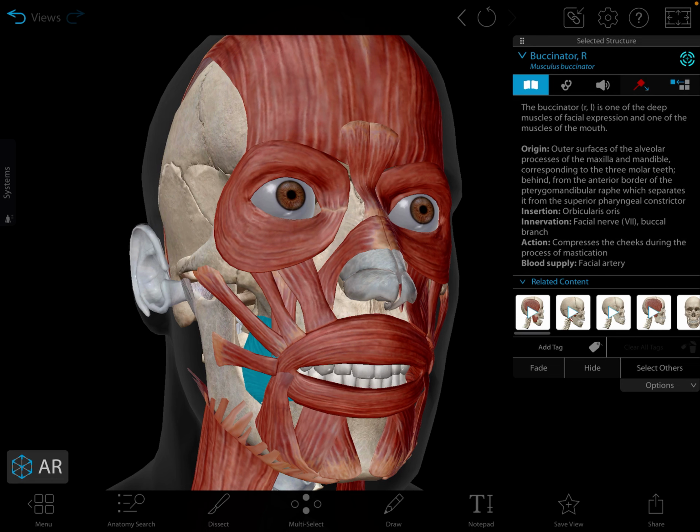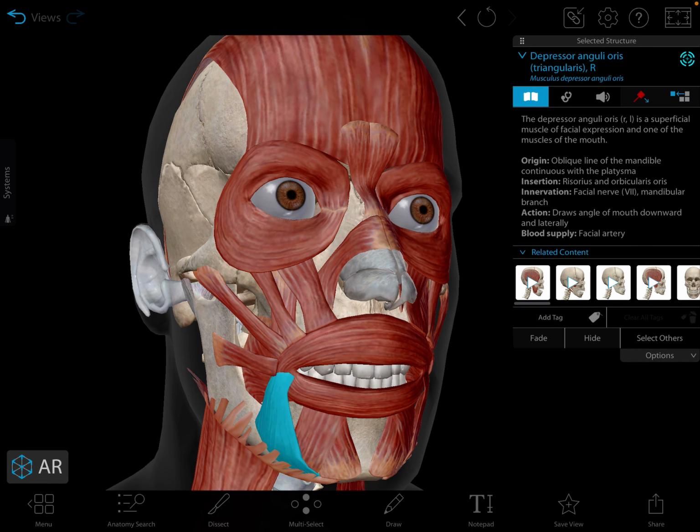All right, if we continue inferiorly, we have a few more muscles that act on our lips. We have this one here known, if I can click on it, as the depressor anguli oris, all right?